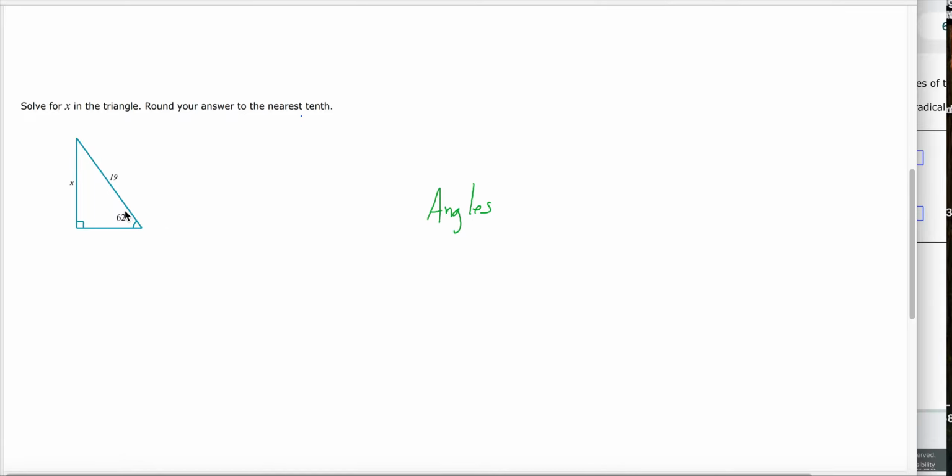We see we have the 62-degree angle and the 90-degree angle. If I want to find this angle up here, let's call that A for now. Then I know that 62 and A together must equal 90 degrees. So 62 degrees plus A is equal to 90 degrees, so A is equal to 90 minus 62 degrees.